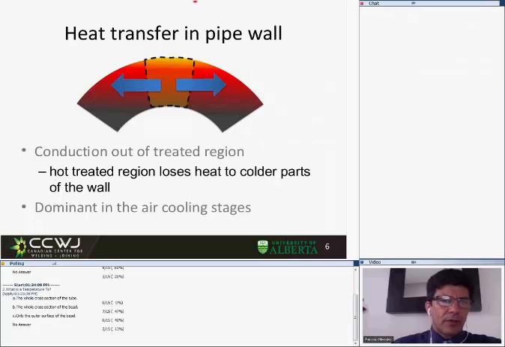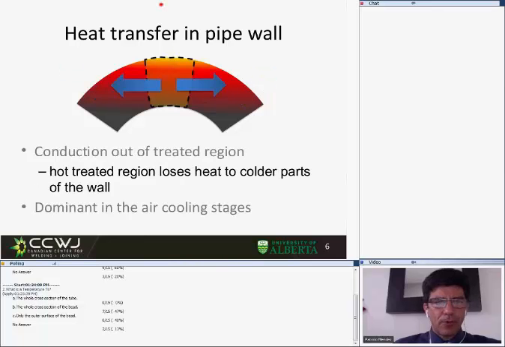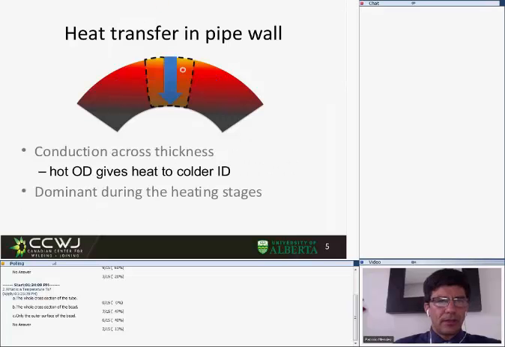And there is another heat transfer mechanism that is not so much within the wall, but from the wall to the outside. We have convection, we have radiation. Radiation can go from the hot seam into the colder part of the tube opposite, through the inside of the tube. But although these are present and they make a difference, convection and radiation are secondary compared to the other two mechanisms we discussed before, going out in the circumferential direction or going out through the thickness.